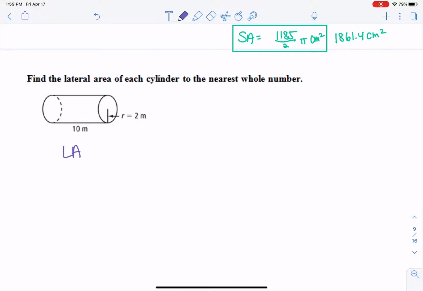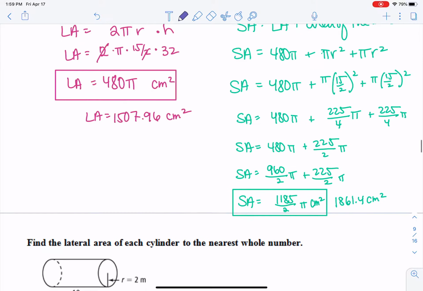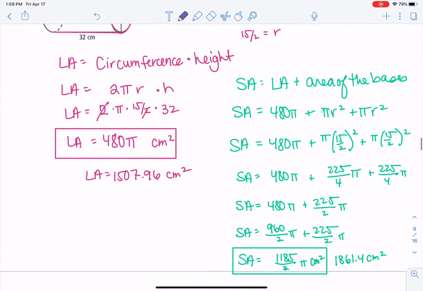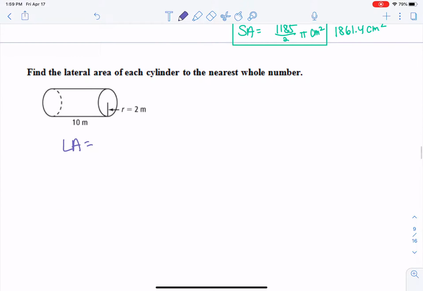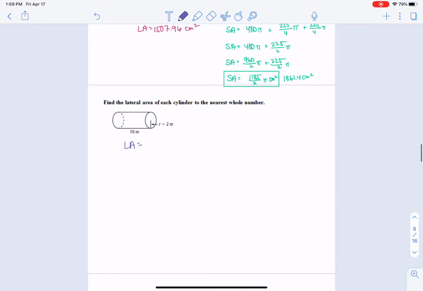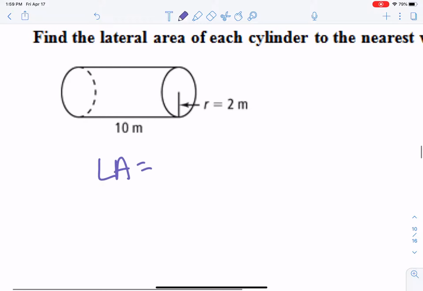So lateral area, I guess I didn't really follow directions. The last one just said surface area, but I'm finding both. I needed the lateral area to get the surface area anyway. This one just asked for the lateral area, but for practice, and it's our last one, I'm going to find the surface area as well. So I'm going to go ahead and use that 2 pi r times height because it's quick.